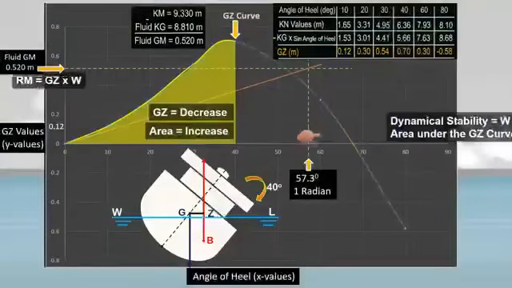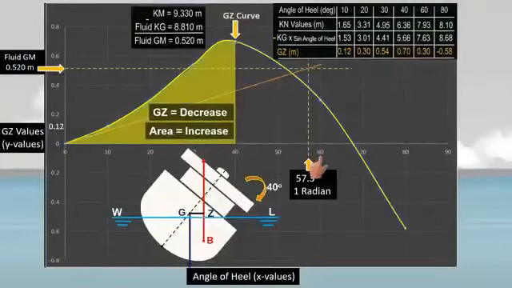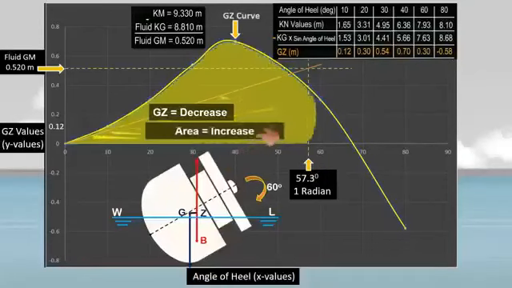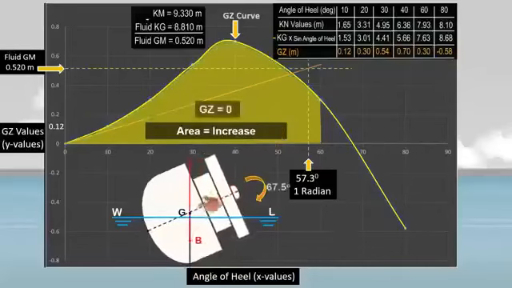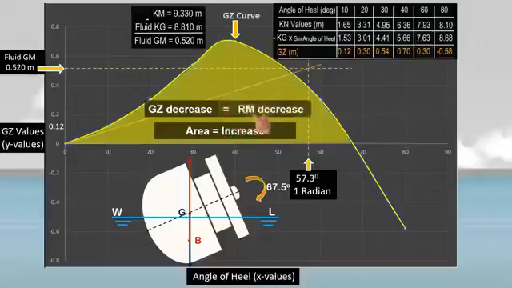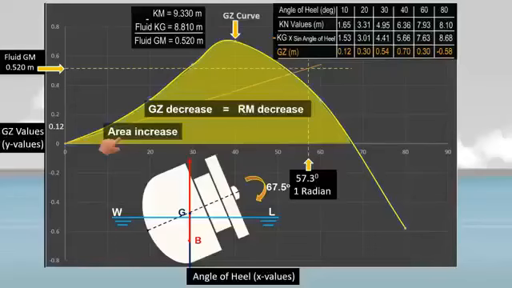Now, as the ship continues to heel to a 60-degree angle of heel, the righting lever continues to decrease, but the area under the GZ curve continues to increase. As the ship continues to heel to an angle of 67.5 degrees, she gets zero righting lever, and the area under the GZ curve still increases. Remember that if the righting lever decreases, the moment of statical stability also decreases. And if the area under the GZ curve increases, the dynamical stability also increases.